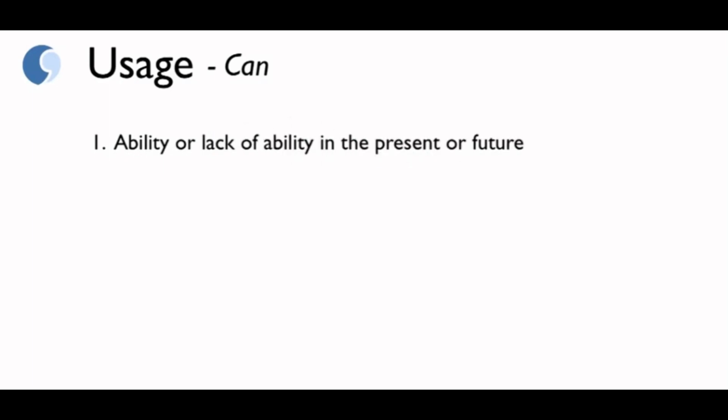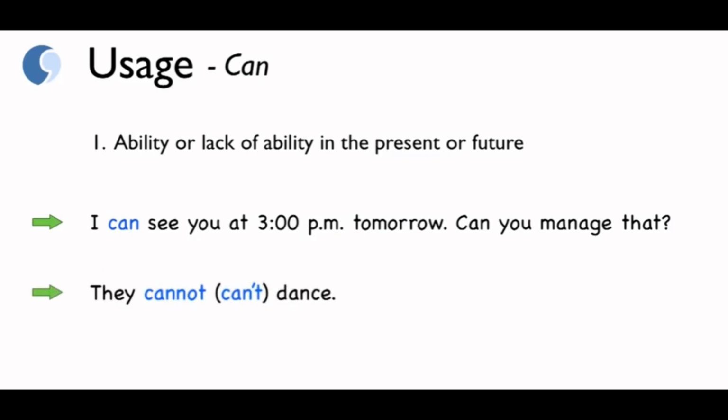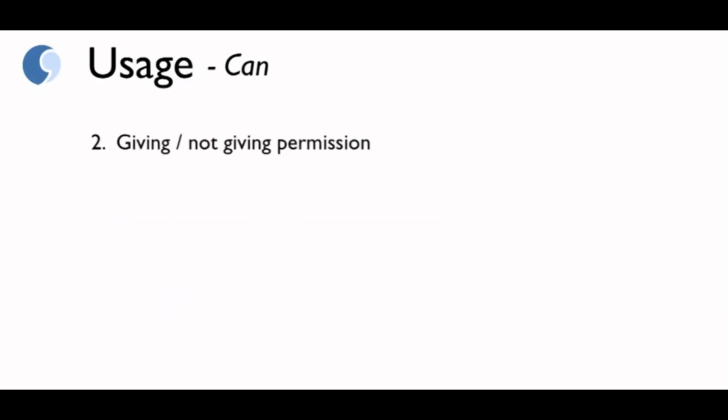Let's look at the usage of each of the modal verbs, starting with can. The first use is expressing the ability or lack of ability in the present or future. So, "I can see you at 3 p.m. tomorrow. Can you manage that?" "They cannot dance," or you can use the contraction, "they can't dance." Or, "they can dance."